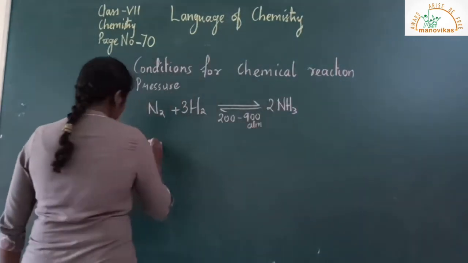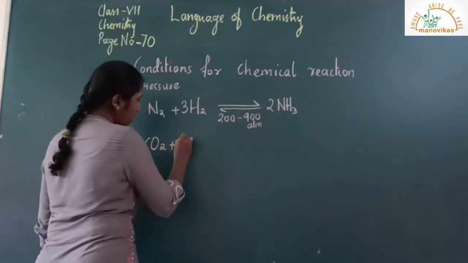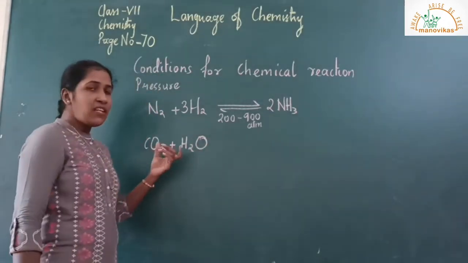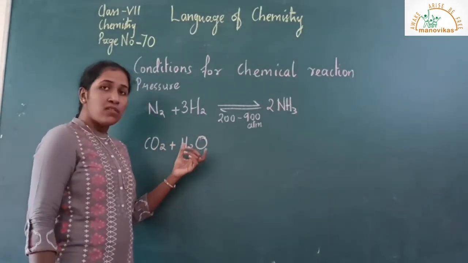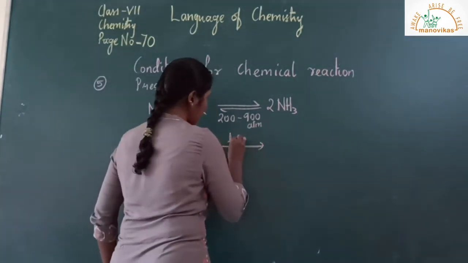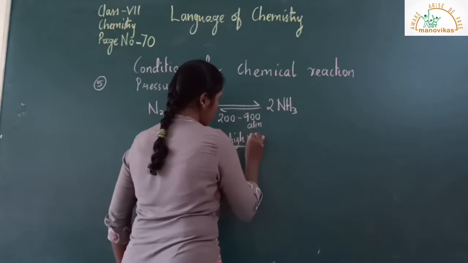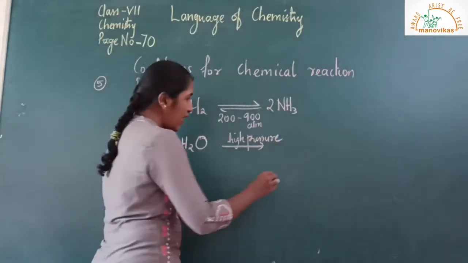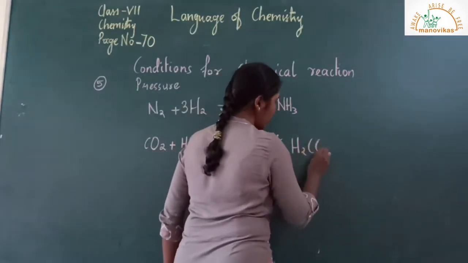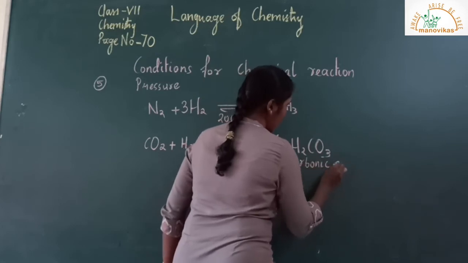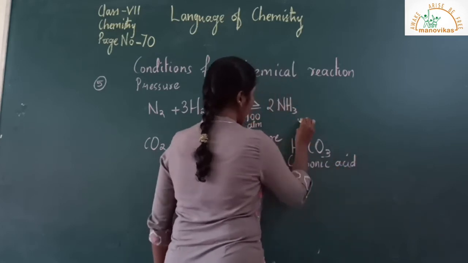Same way, we have studied carbon dioxide with water. Carbon dioxide can only get dissolved in water under high pressure. What you will obtain is carbonic acid, that is H2CO3. H2CO3 is carbonic acid. NH3 is ammonia.